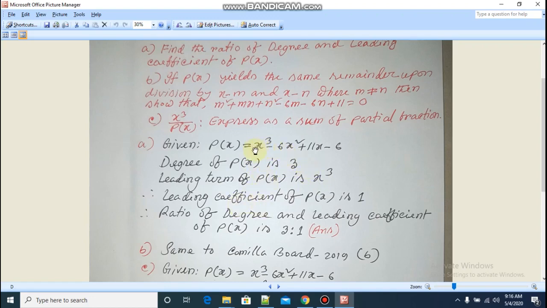So leading coefficient of P of x is 1 because the coefficient of x cube is 1. Ratio of degree and leading coefficient of P of x is 3:1. This is the answer.